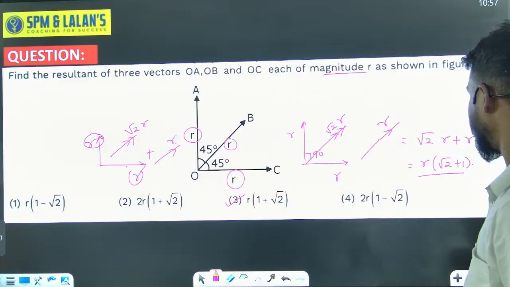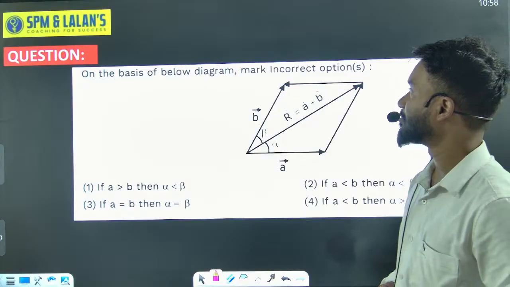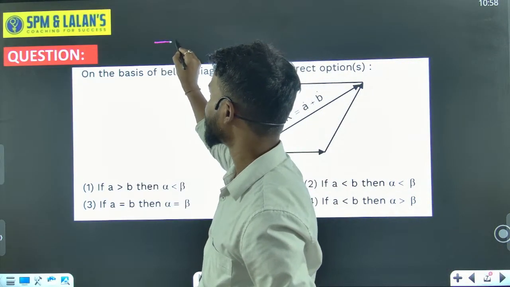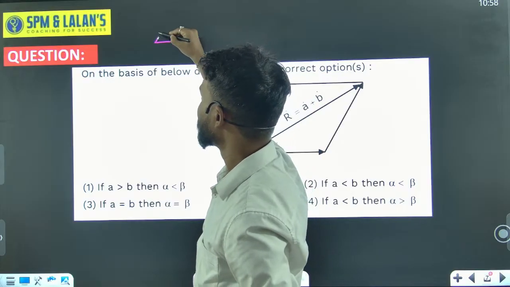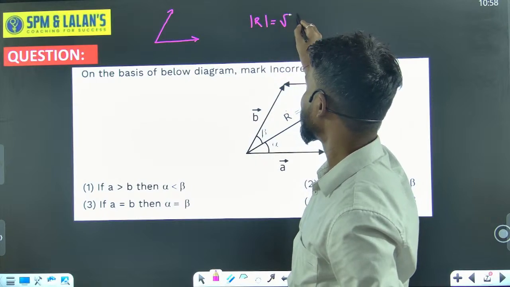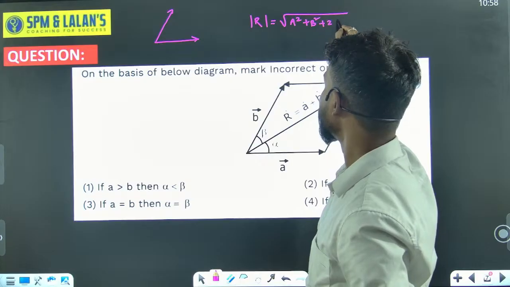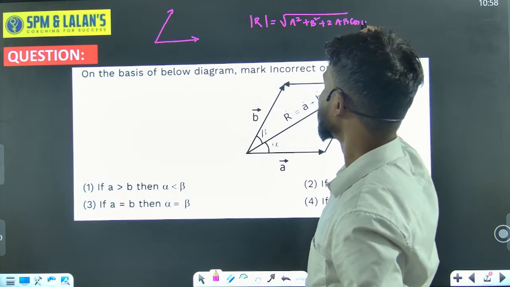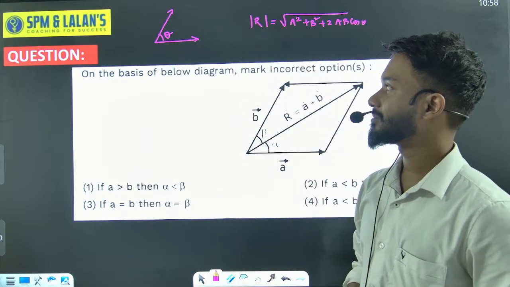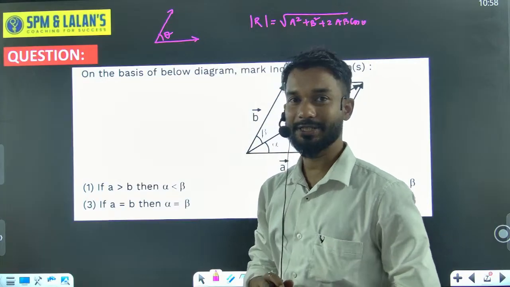Okay. Next question. On the basis of the following diagram, mark the incorrect option. So from parallelogram rule of vector addition, we get some formulas. First we get magnitude of resultant if they are A and B, and that is equal to A square plus B square plus 2AB cos theta, if theta is the angle between the two vectors. Another thing we get is that the resultant vector always lies closer to the vector of larger magnitude.